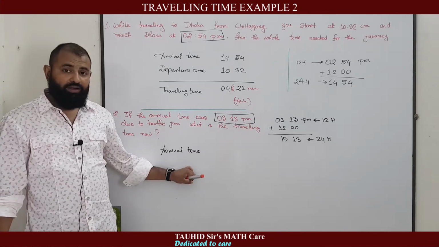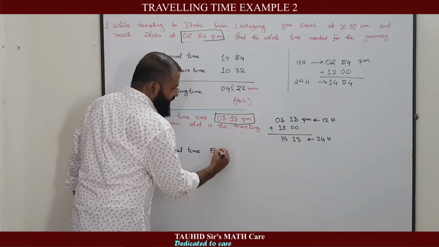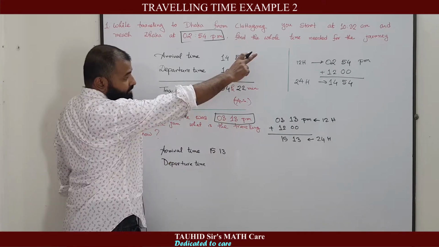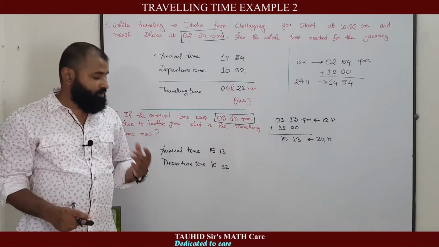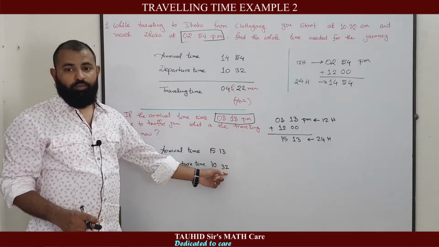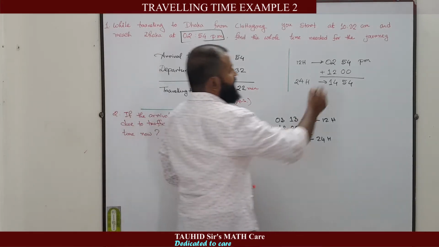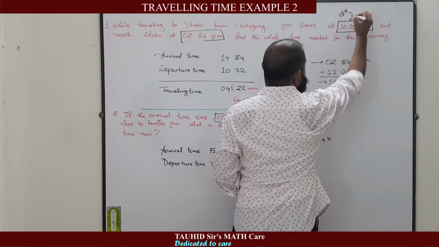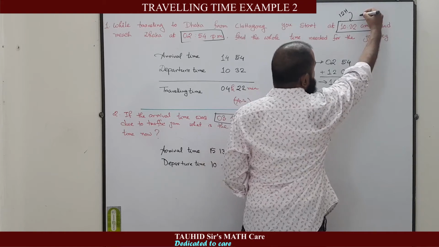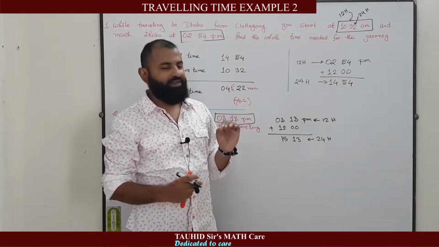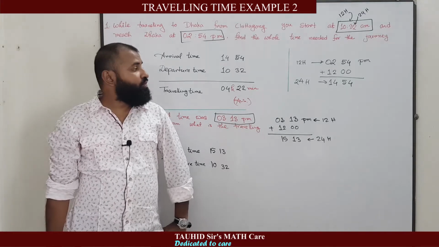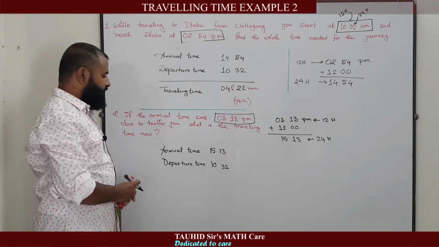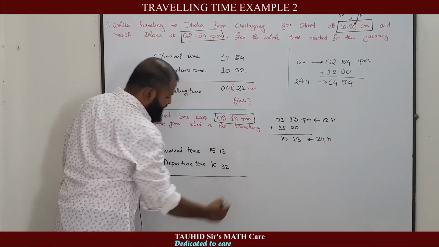So the arrival time is 3:13 p.m., that means 15:13. And the departure time is 10:32 a.m. Why didn't we change 10:32? Because 10:32 a.m. in 12-hour format is also 10:32 in 24-hour format. But in the case of PM, we need to change it by adding 12 hours. So we have the arrival time and departure time.